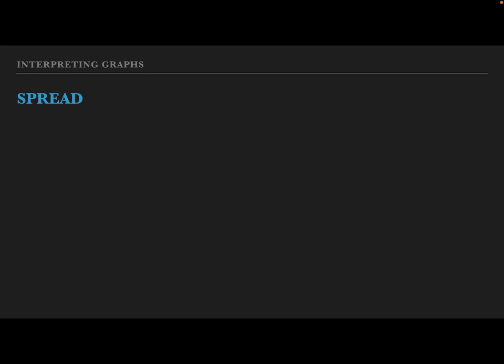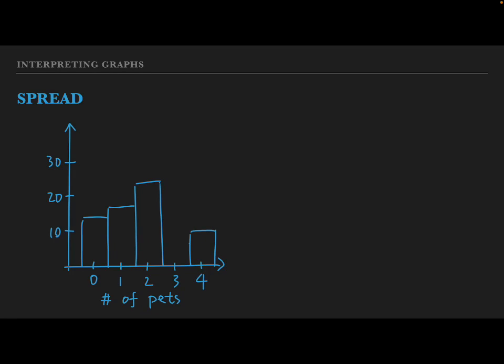Spread is a simple idea. It's the scope of the values from the smallest to the largest. Let's use the same two examples here. To find the spread, we must first find the smallest value, which is 0 paths in this case, and then the largest value, which is 4 paths. Then we say the spread of this histogram is from 0 to 4.